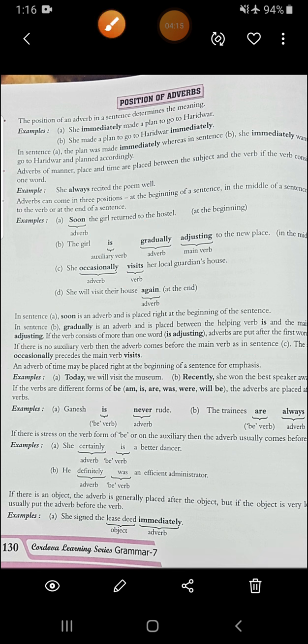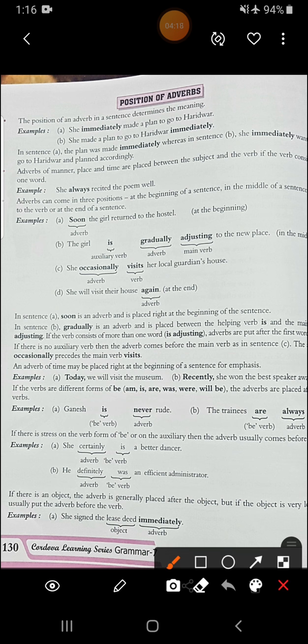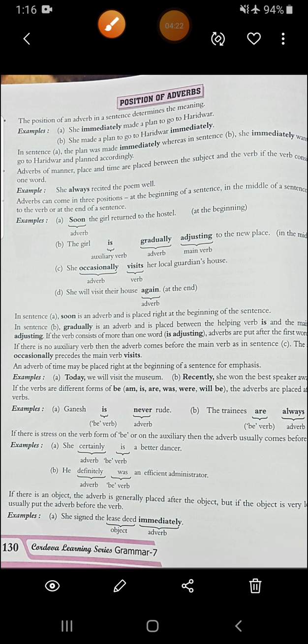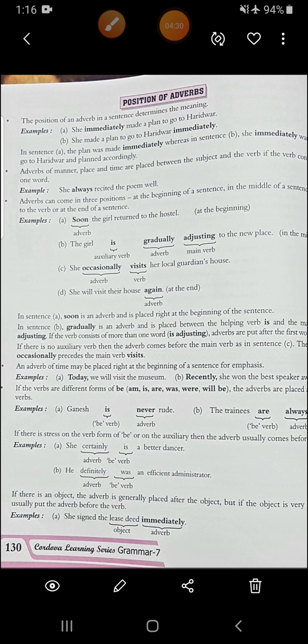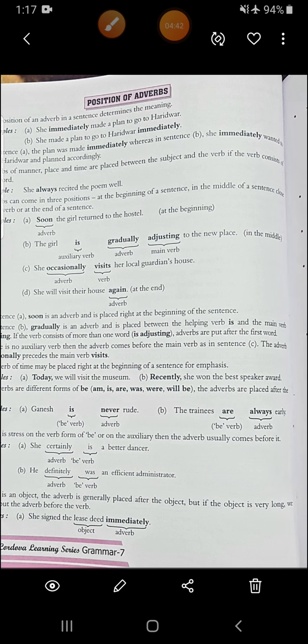Alright. Now see the next point. An adverb of time may be placed right at the beginning of a sentence for emphasis. If you have to give some emphasis, then adverb of time you can use at the beginning of a sentence. See the example, today we will visit the museum. So now if you just read it, today we will visit the museum. So you can see the word today, we are giving more emphasis on it, and it is adverb of time. Then see, recently she won the best speaker award. Again the same thing is there. We are giving more emphasis to these words.